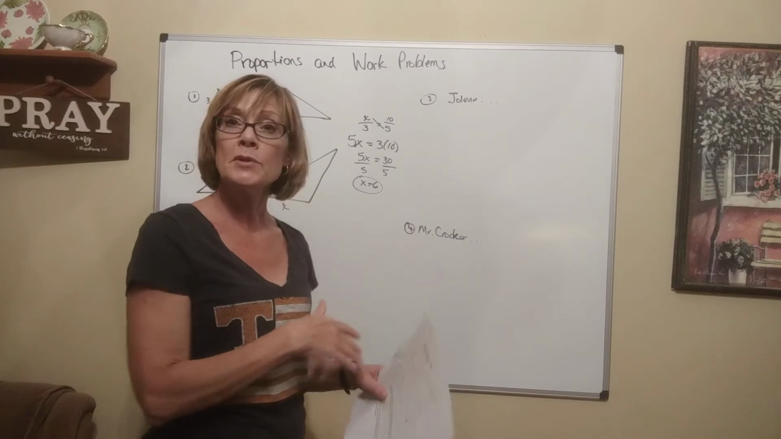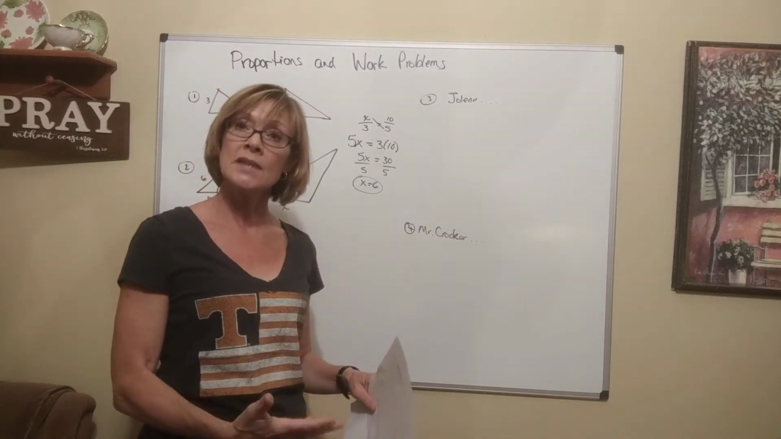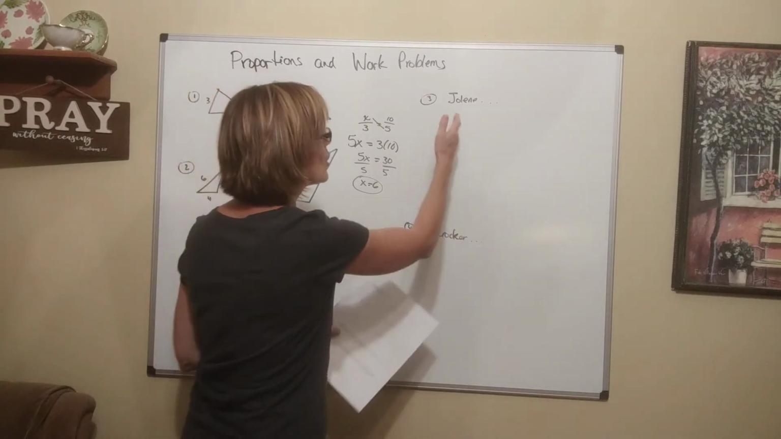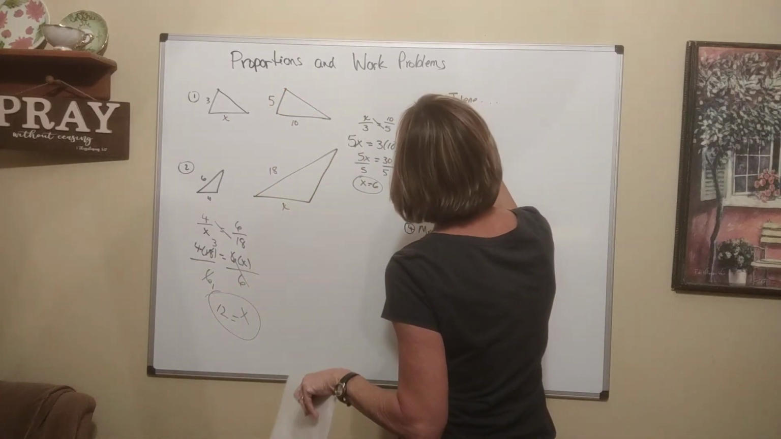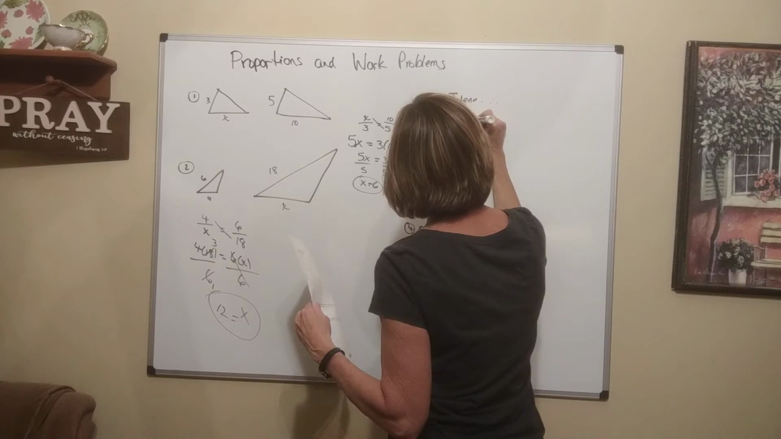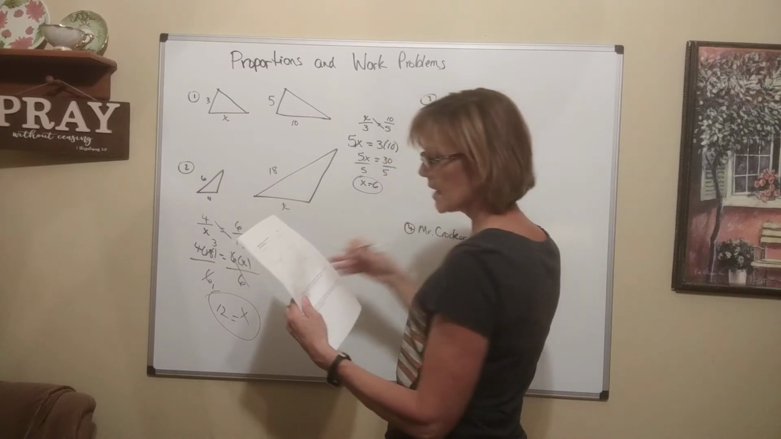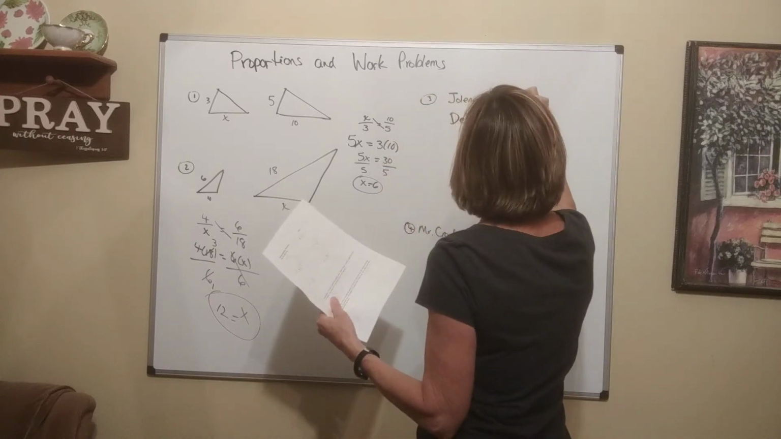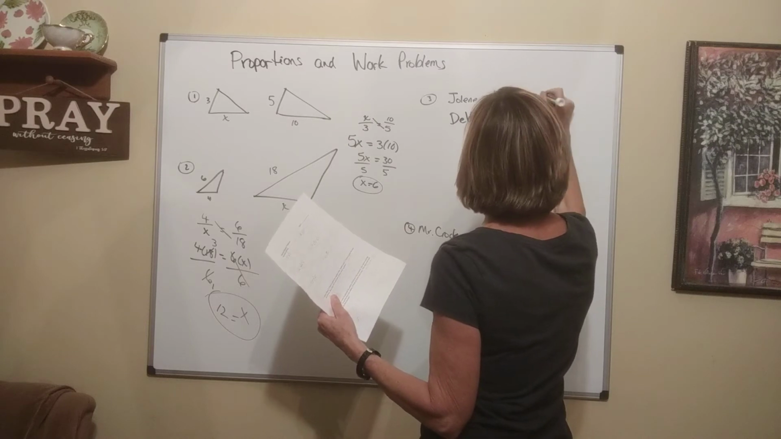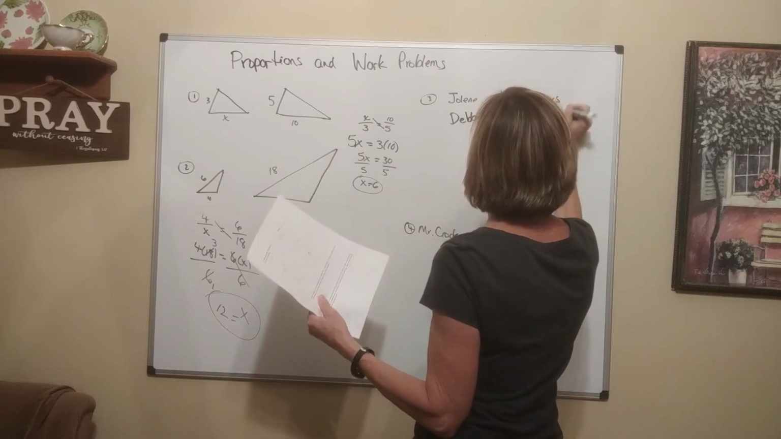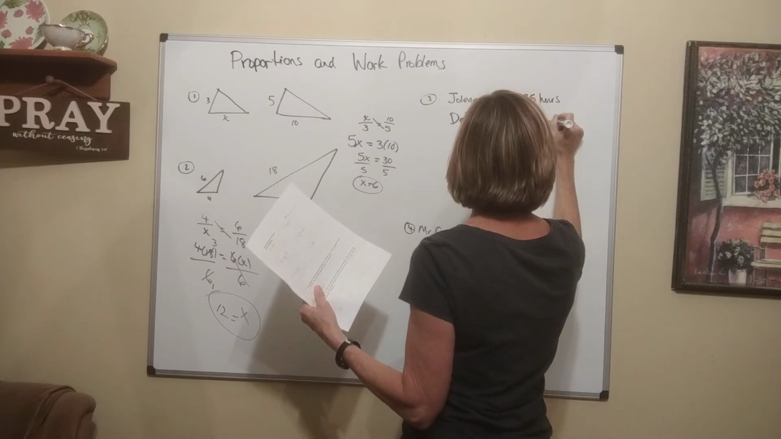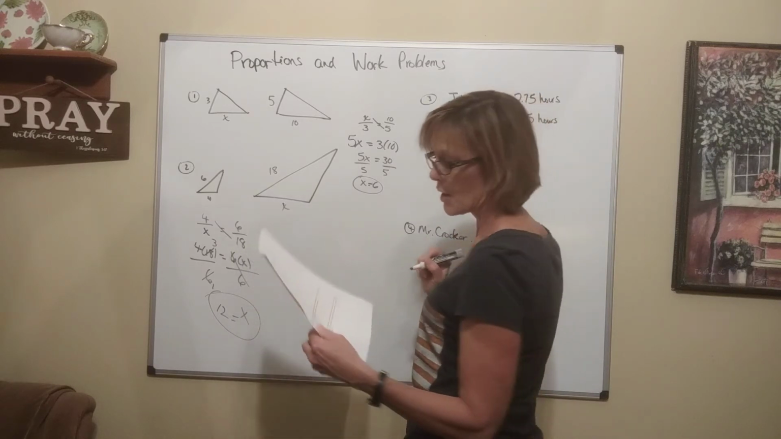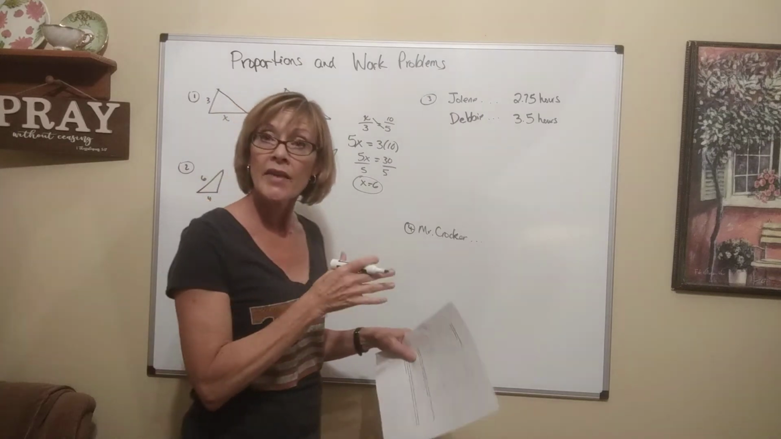So the job to be accomplished here is grading a set of tests. Jolene has a work rate, and the other person, Debbie, has a work rate. It says it takes Jolene 2.75 hours to grade a set of tests, and it takes Deb 3.5 hours to grade a set of tests. If they work together, what is it?